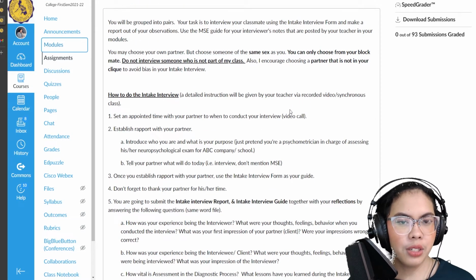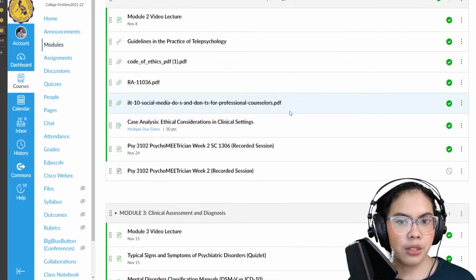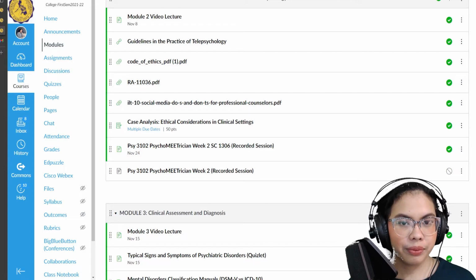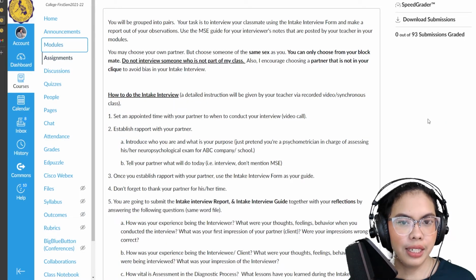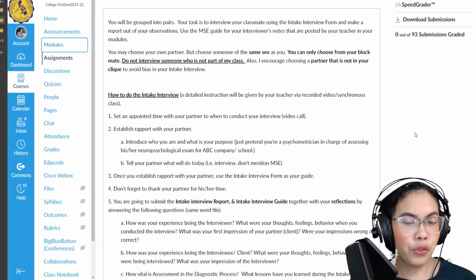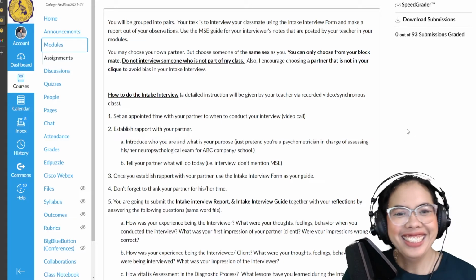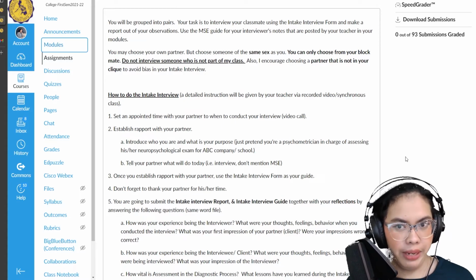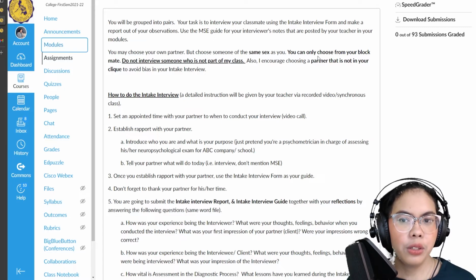Okay, so you may choose your own partner. Patamba ko gani sa inyo, choose someone of your same sex. Like I said, syempre, we don't want nga boundaries will be overlapped, or boundaries will be crossed. As much as possible, laki sa laki, bay sa bay. Okay? So, you can only choose from your own blockmate. Do not interview someone who is not part of my class.